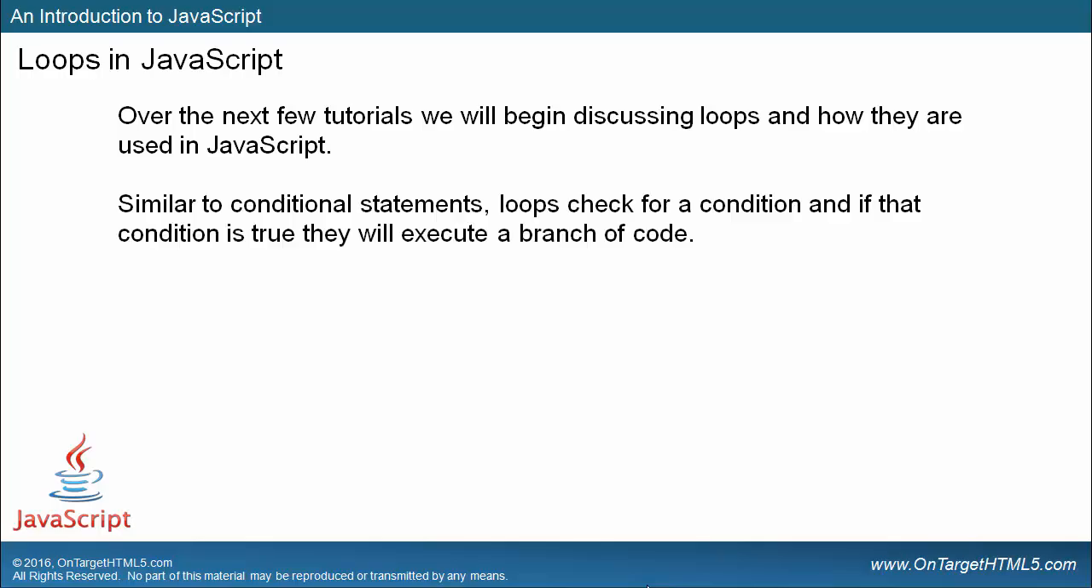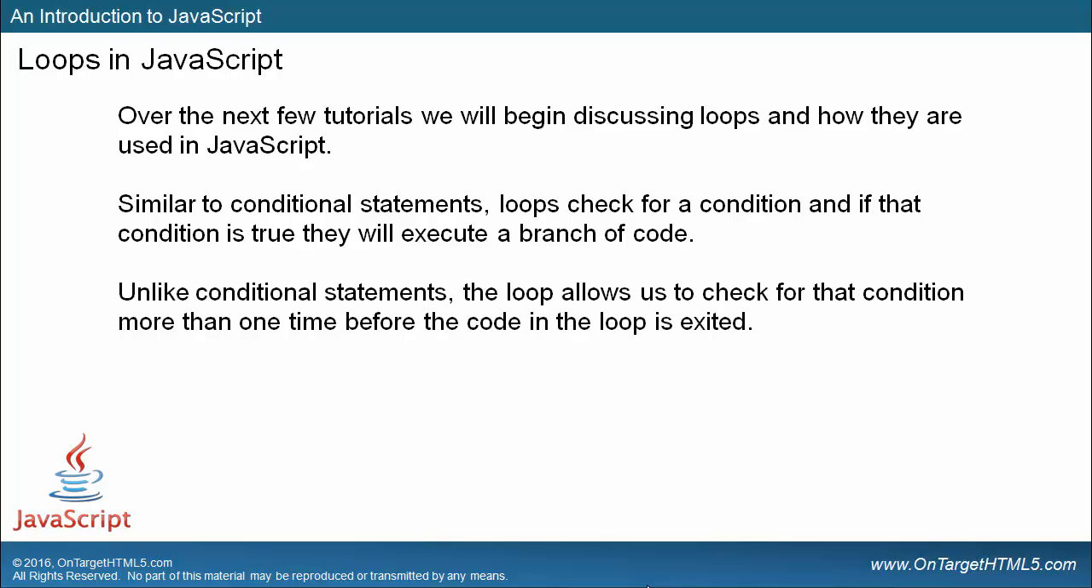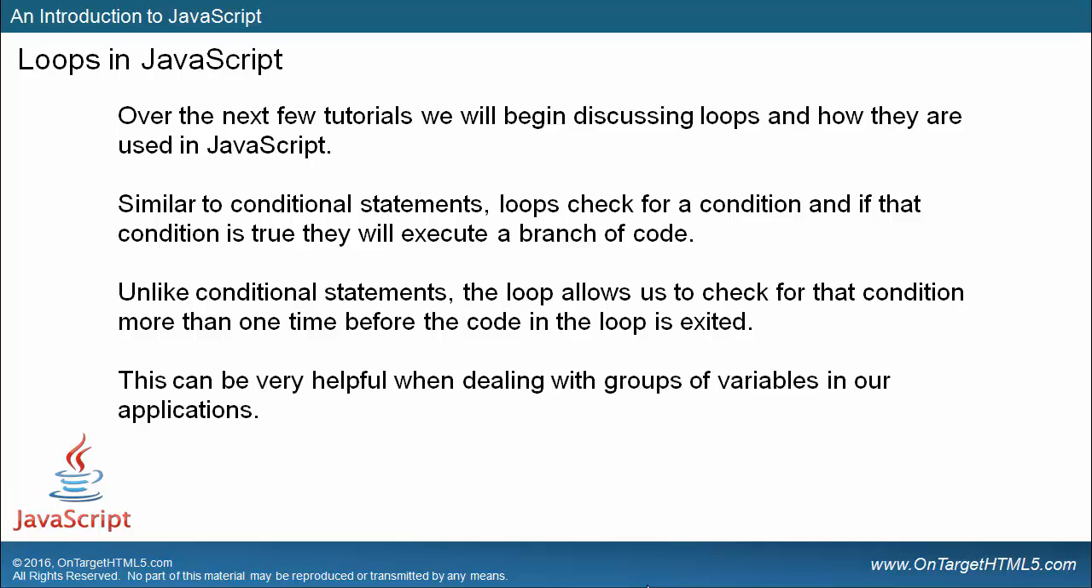Similar to conditional statements, loops check for a condition, and if that condition is true, they'll execute a branch of code. Unlike conditional statements, the loop allows you to check for that condition more than one time before the code in the loop is actually exited. So we can go through that conditional check multiple times and execute that code multiple times inside the loop before it exits out. This can be very helpful when dealing with groups of variables inside of our applications.